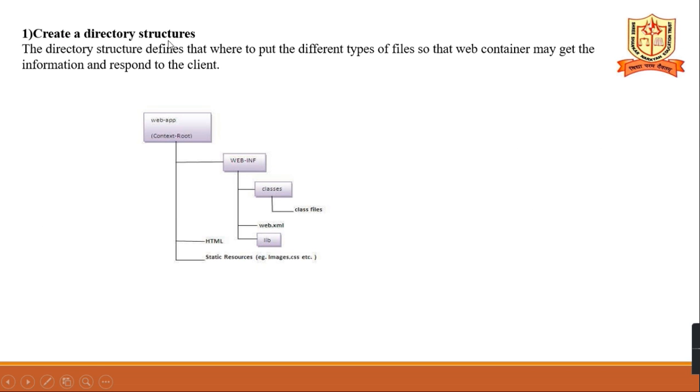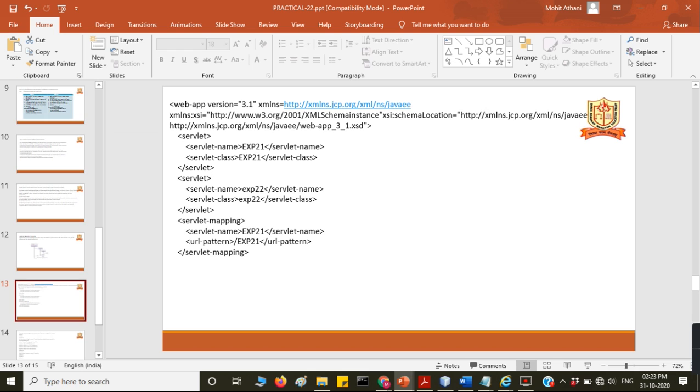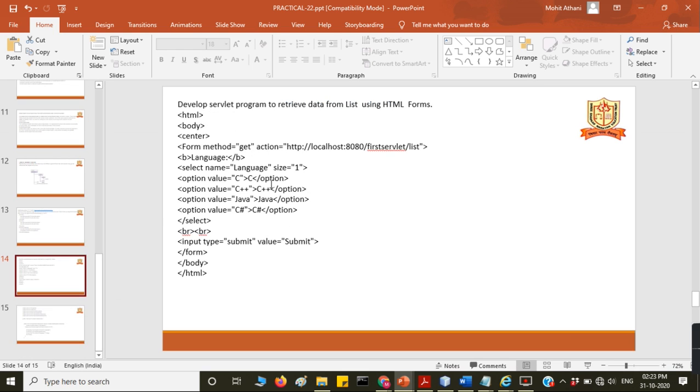Here, create the directory structure. This is extra knowledge. The directory structure defines where to put the different types of files in the web container: webapp, WEB-INF, and the classes and XML files. In the web application, HTML files are saved, and in WEB-INF, the class files are there. And next is experiment number 12.